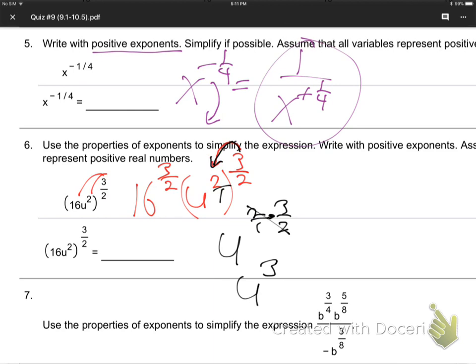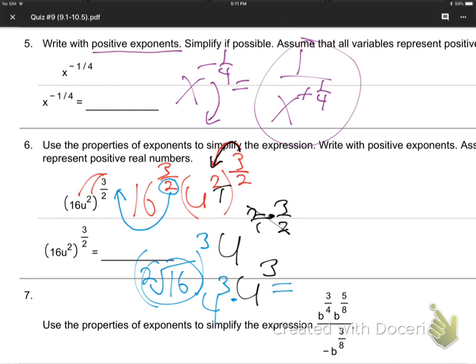And what happens with 16 to the 3 halves? The 2 comes around into the hook, and it becomes the 2 root of 16, and then the third power is kind of on the outside. What's the 2 root of 16? That's 4 to the third power, and if you take a calculator, 4 to the third power is 64, and then we have the u to the third. So there we go.